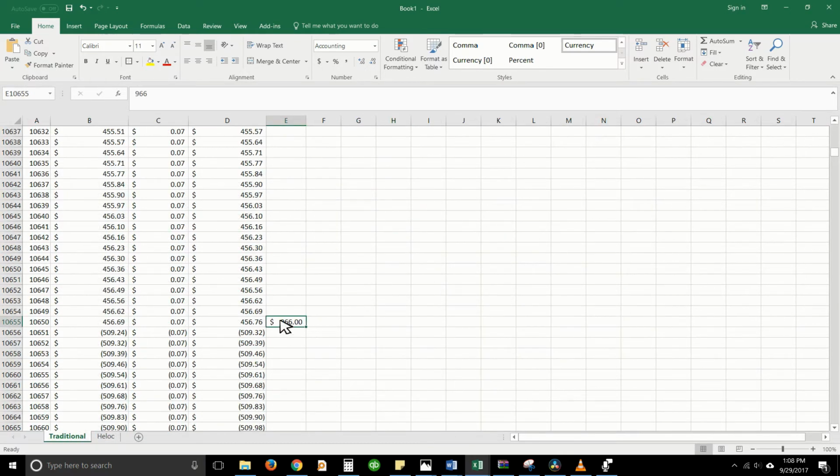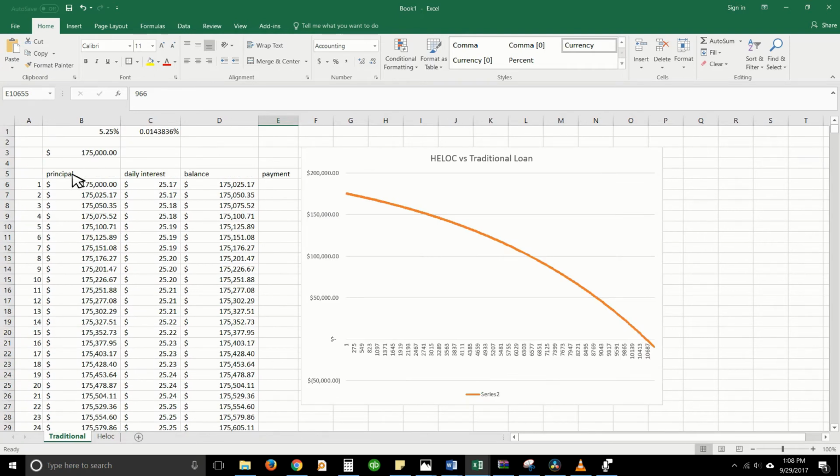And again, this would be your minimum payment. So you can always pay more on it, but this would always be your minimum payment, $966. That's with a traditional loan. So you're going to be forced to pay all that interest, and it's going to be over an amount of 10,000 days.